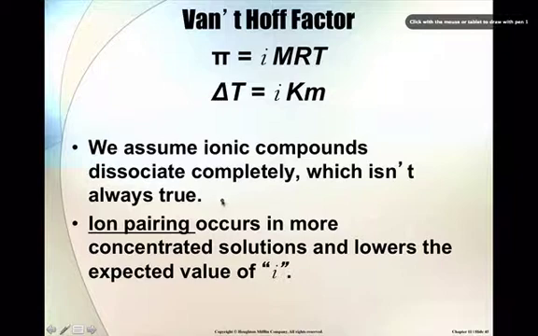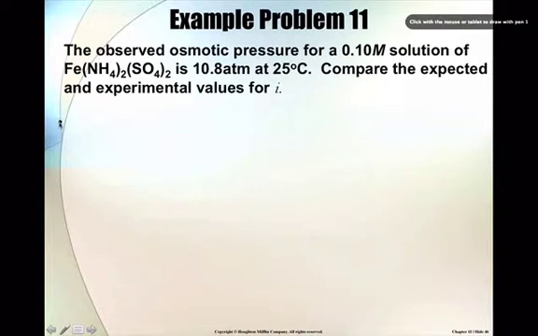That means that when you have really concentrated solutions, not all those ionic compounds are going to split up. Some of them are going to stay together. All right, so here's our question dealing with the Van't Hoff factor. It says the observed osmotic pressure for a 0.1 molar solution of this whole thing is 10.8 atmospheres at 25 degrees Celsius. Compare the expected and experimental values for i.